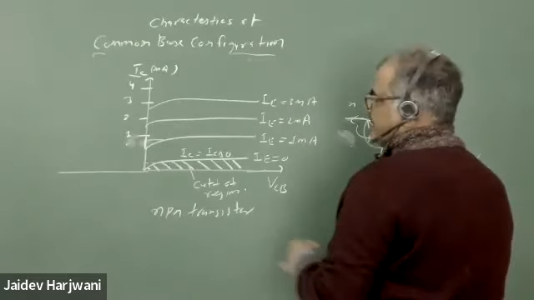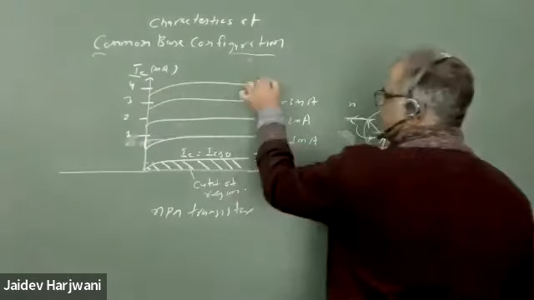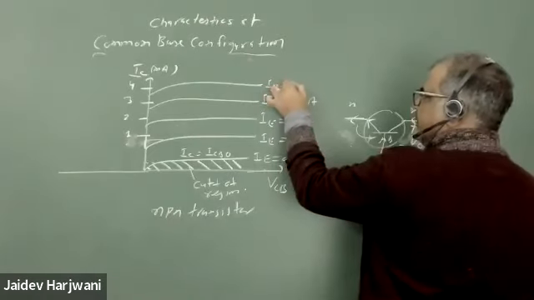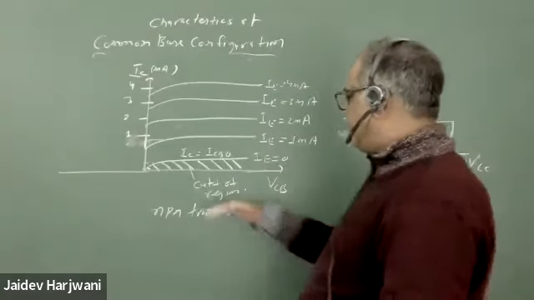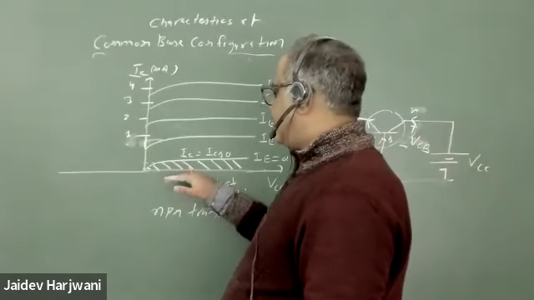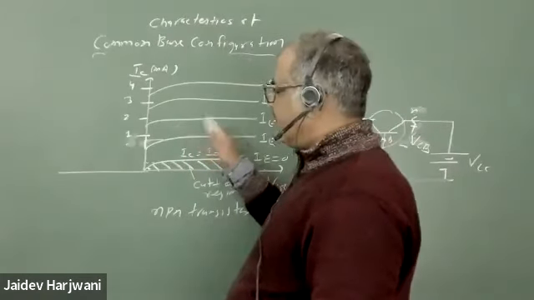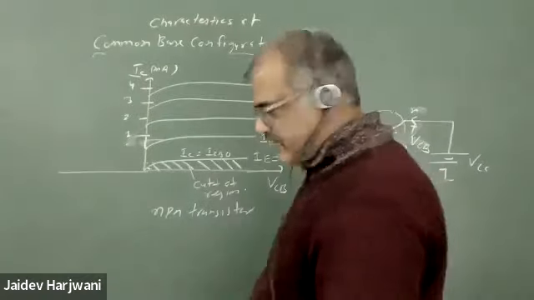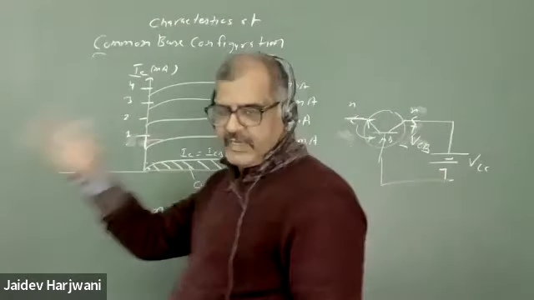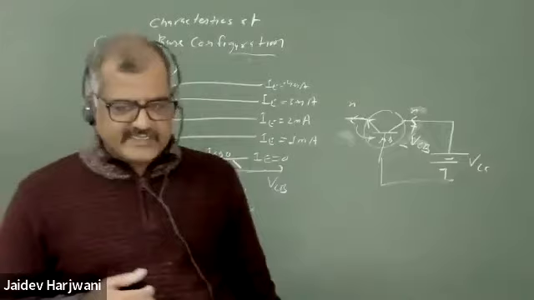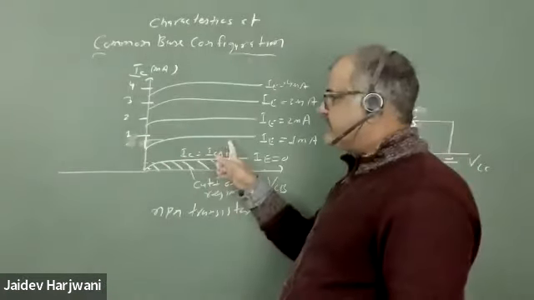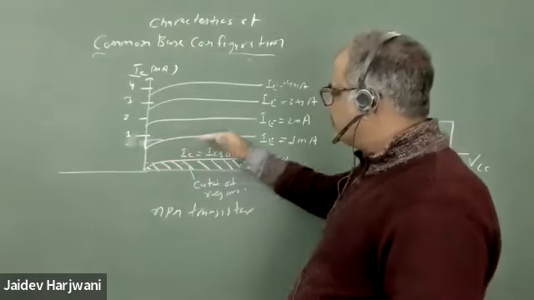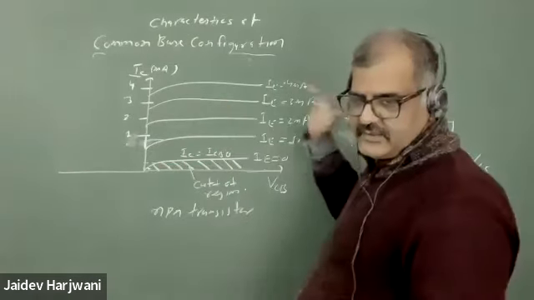Okay, and then I have IE equals 4 milliampere. Here, this is the cutoff region. In this region, my input is forward bias and the output is reverse bias. So I am getting an almost constant current IC here.